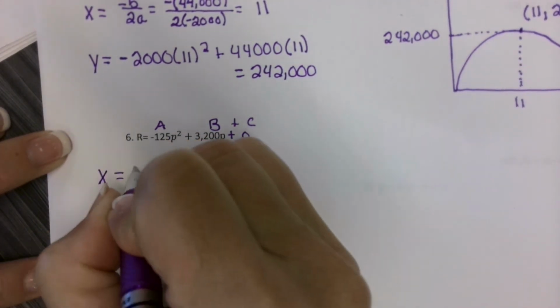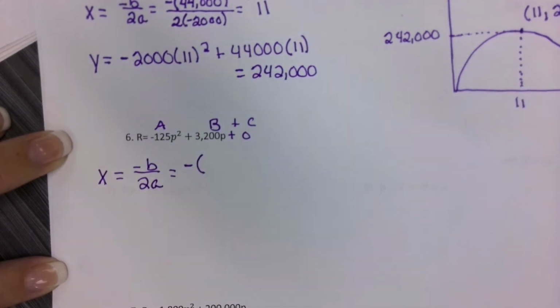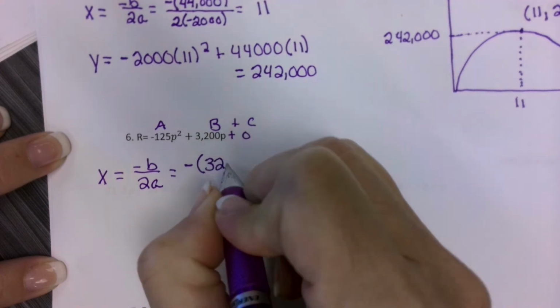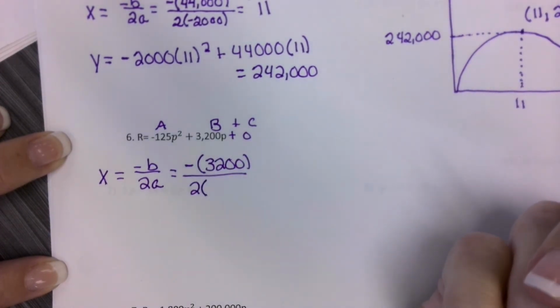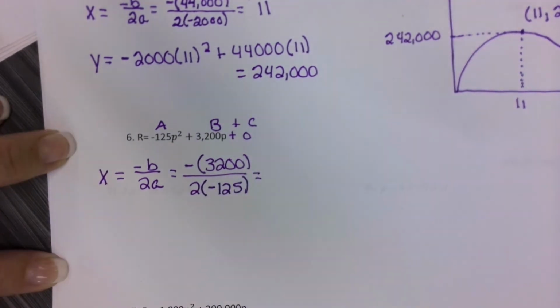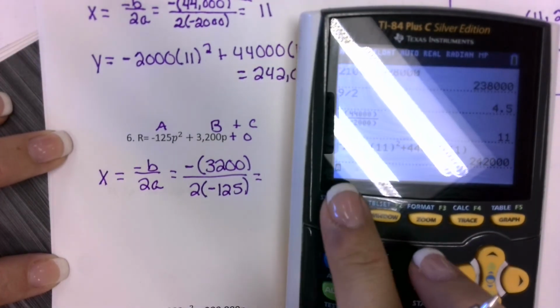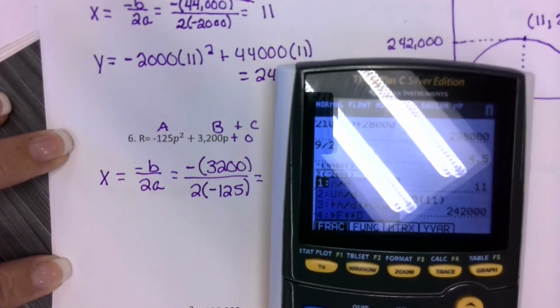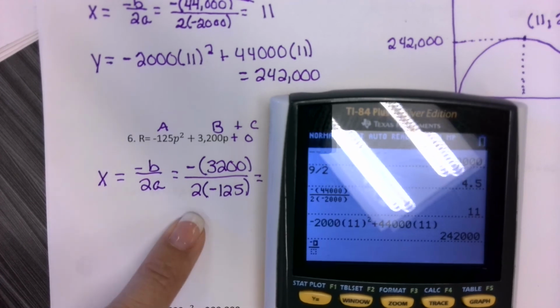X is negative b over 2a. What's b? Shout it out. What's b? 3,200. All over 2a. What's a? Negative 125. And I'm going to put it in my calculator with my newfound function of alpha y equals, and that gives me that numerator denominator. Hit enter, and then I could just plug it in.